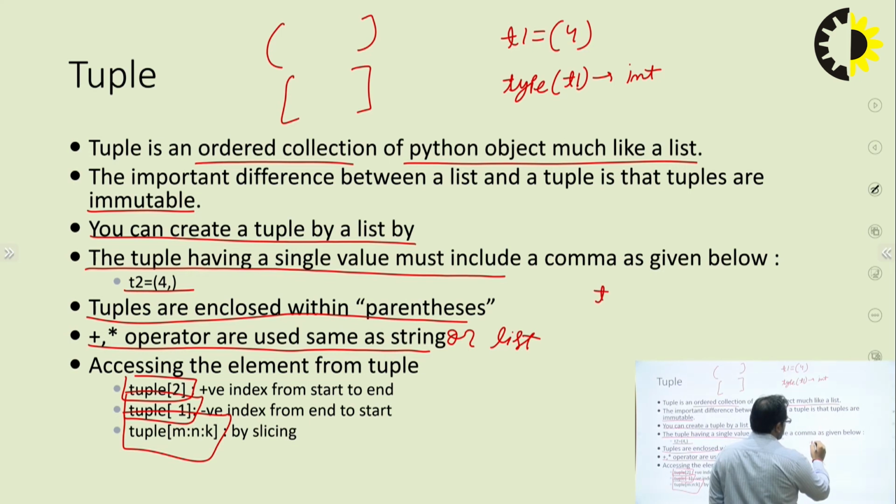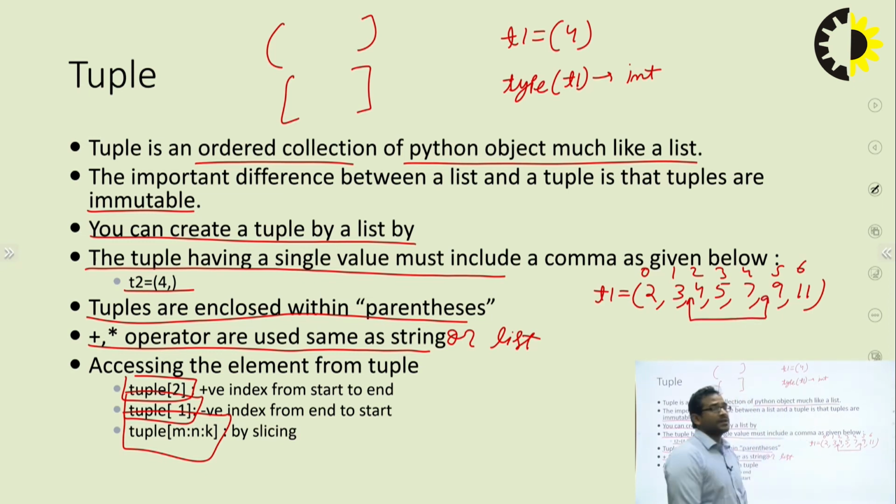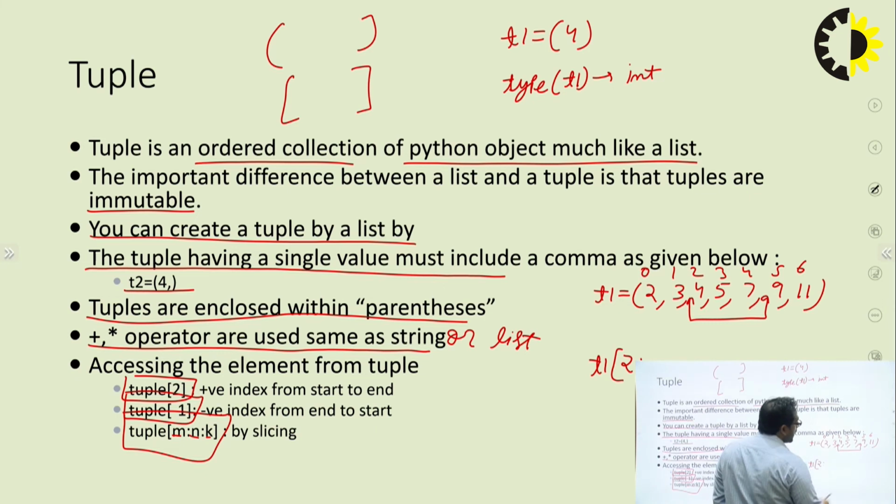Suppose I have a tuple t1 is equal to 2, 3, 4, 5, 7, 9, 11. These are the elements, and the indexing is 0, 1, 2, 3, 4, 5, 6. If you want to cut the values 4, 5, 7, you just take a slice from t1. You write t1 and these three values: starting point, end point, and steps. Starting point is 2, colon, end point is 4, and you must know the end point is not included; it is excluded from the indexing.